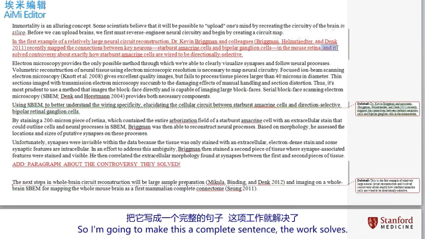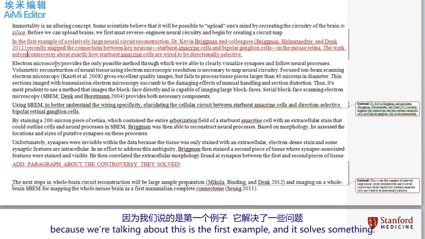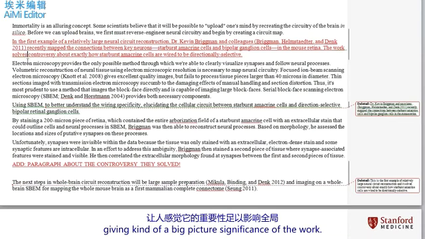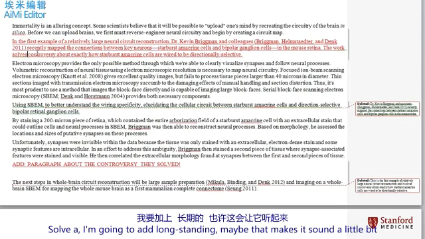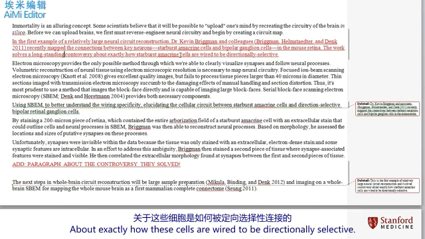So I'm going to make this a complete sentence. The work solves, and I'm going to make this in the present tense because this is the first example and it solves something. So I'm going to keep this all in the present tense as we're giving the big picture significance of the work. Solves, I'm going to add long-standing, maybe that makes it sound a little bit more dramatic, a long-standing controversy, if that's correct, about exactly how these cells are wired to be directionally selective.